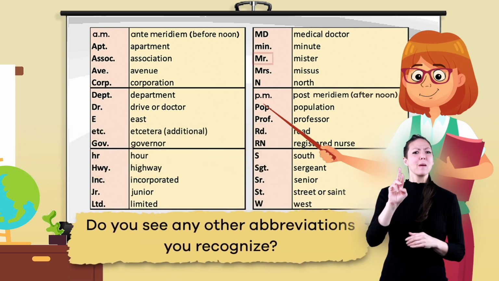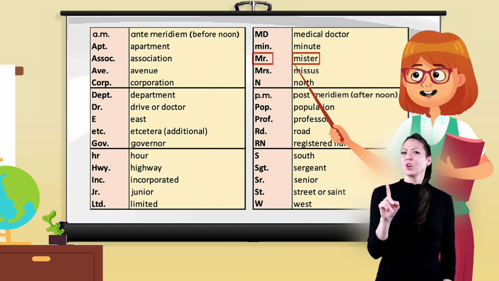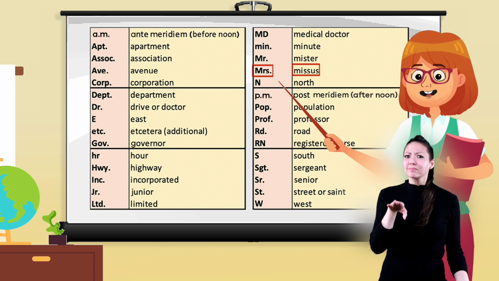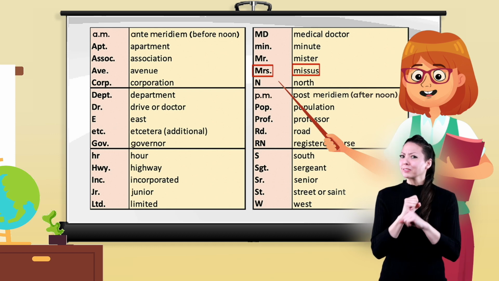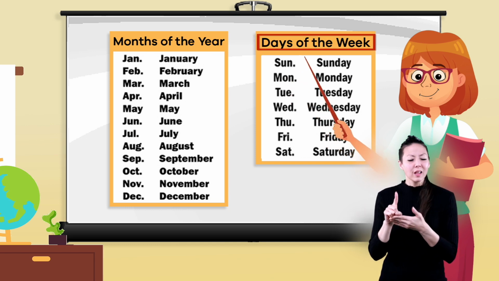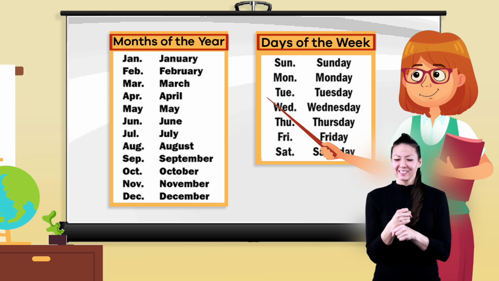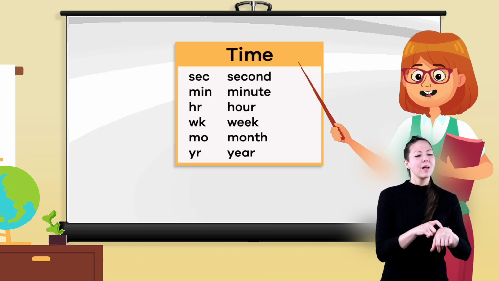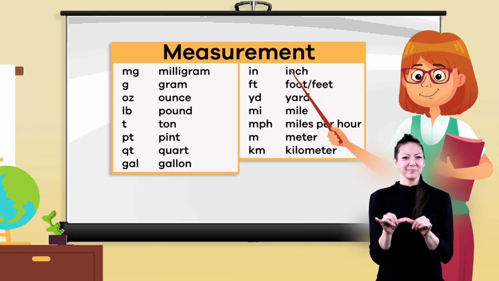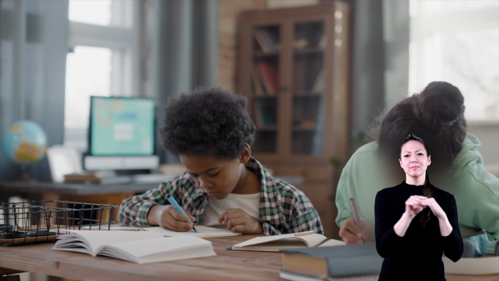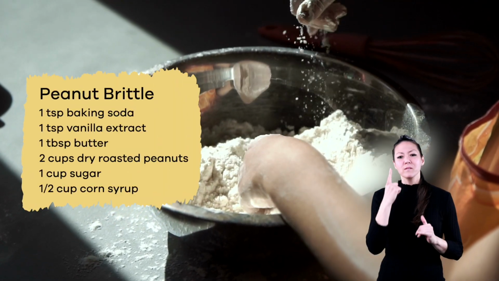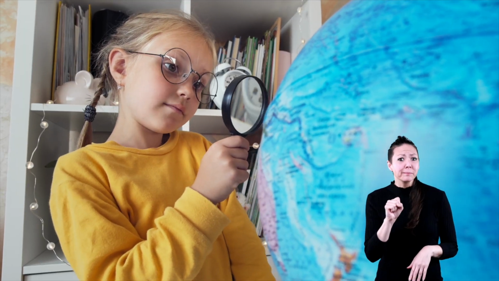Do you see any other abbreviations you recognize? How about MR. for Mr. and MRS. for Mrs.? Did you know that those are abbreviations? Some more common abbreviations include the days of the week, months of the year, and time, and measurement. Learning these basic abbreviations can save you lots of time and help you understand things like recipes and maps.